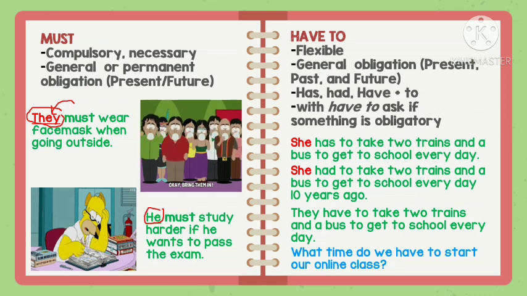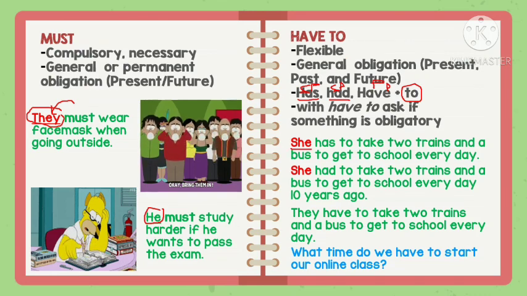Present, past, and future. We use has, kung ang subject natin ay singular, had, kapag subject natin ay singular and plural, and have, kapag ang subject is plural. Has kapag present tense, had kapag past tense, have kapag present tense, and then to. Let's take a look at the following example. She has to take 2 trains and a bus to get to school every day.